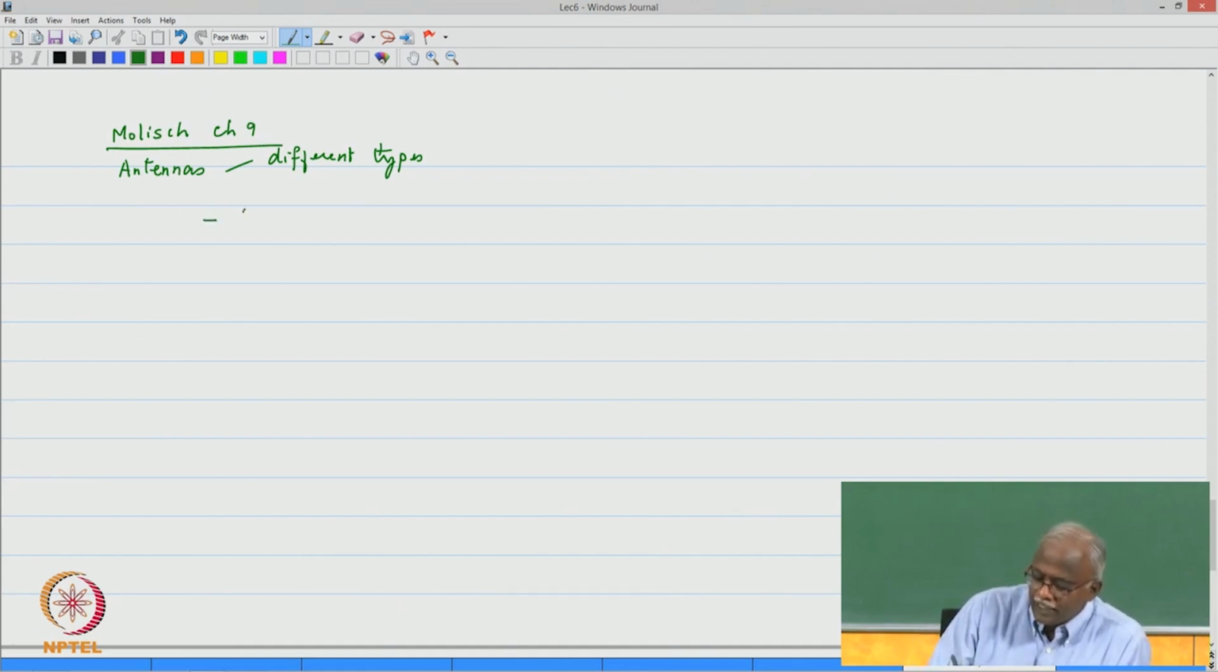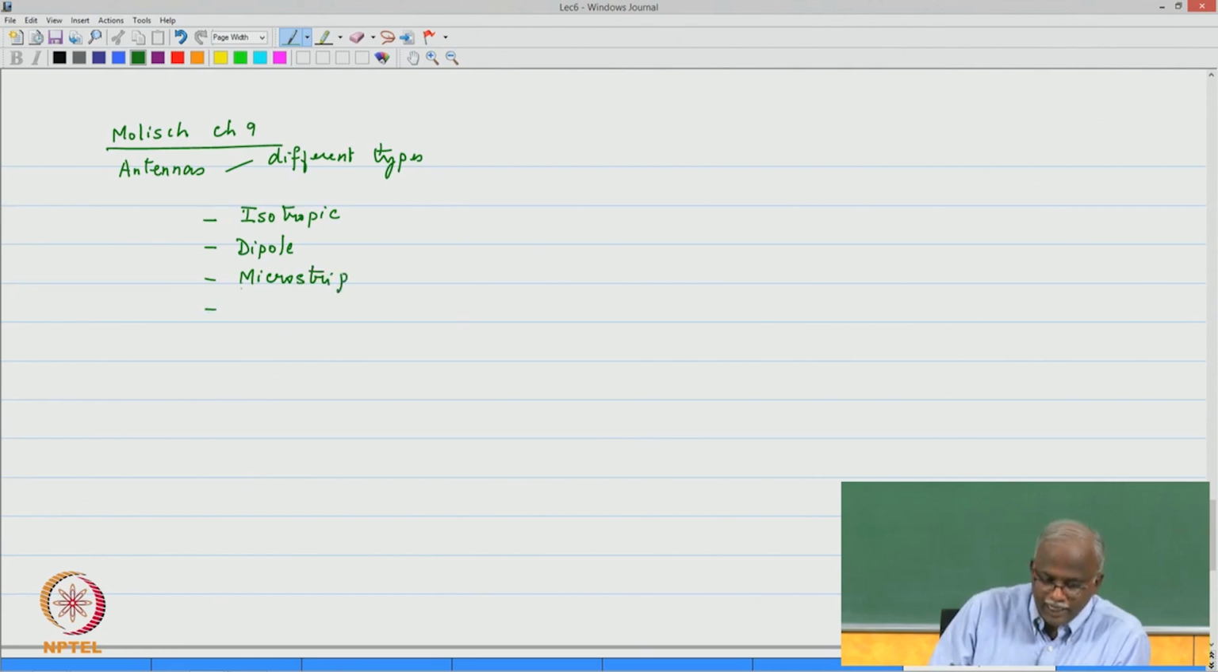So, we have the isotropic, that is our conceptual description of how the radiation occurs. Then we have the dipole antenna, then in Molisch chapter 9 you can see that there are several other types of antennas which are used in our cellular systems, something called a microstrip antenna.